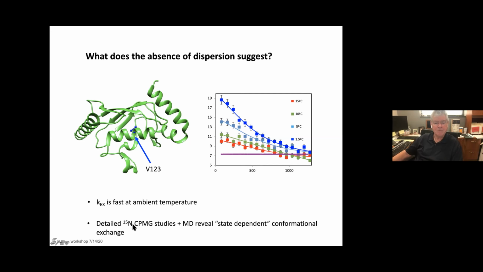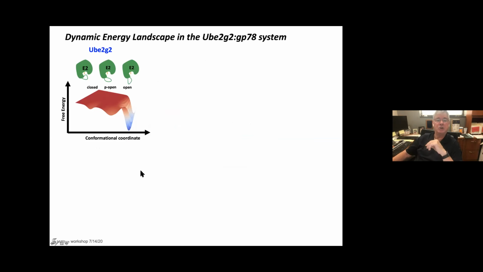Okay. So I'm not going to go into this. This is published, but we did detailed N15 CPMG studies, combined that with molecular dynamics, and we revealed that there were state-dependent conformational exchange. What I mean by that is in that nice processive diagram I showed you of the different states which we can generate in the lab by various constructs, you can see state-dependent changes in this conformational exchange.